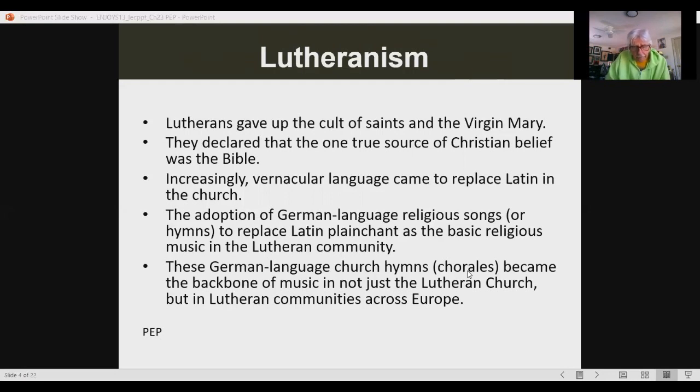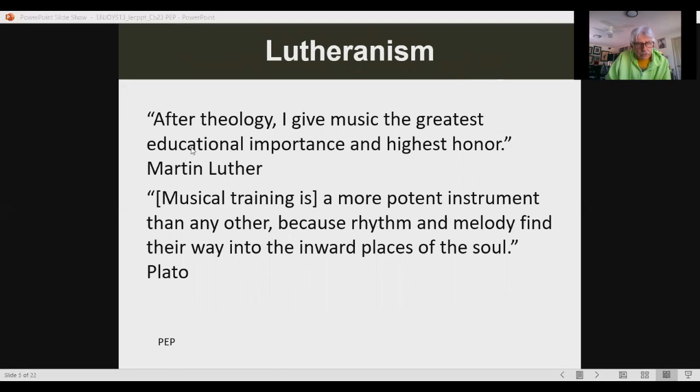And so everybody in the church, from the child until they were old, sang these same songs. So everybody knew these songs, and it was a connection everybody had. Martin Luther said, after theology, I give music the greatest educational importance and highest honor.